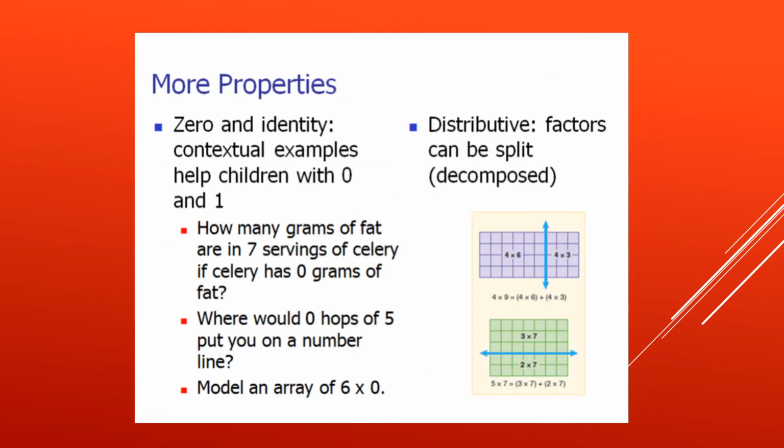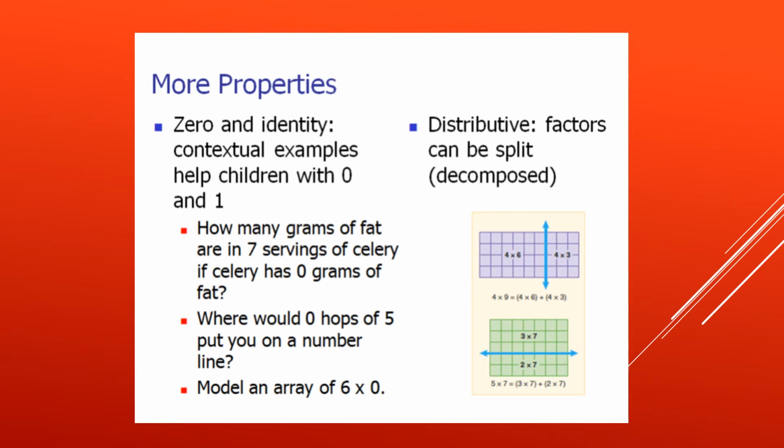Then you have more properties, the 0 and the identity property. Multiply anything times 0, it's 0. Multiply anything times 1, it's the other number, so that's the identity property. And then your distributive property, where you can take larger numbers and actually break them apart and come up with the answer. This type of property, distributive property, really helps with mental math.